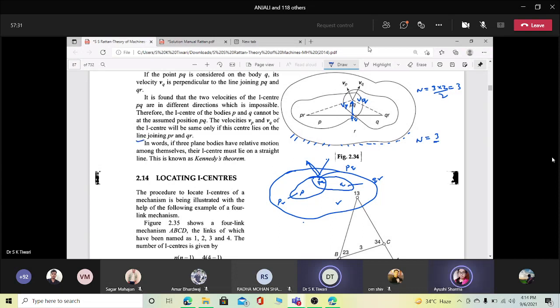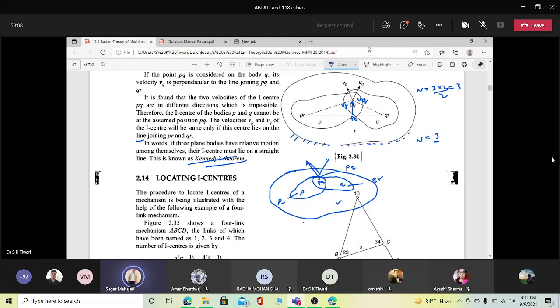ठीक है, तो वो यही कह रहा है, if three plane bodies have relative motion among themselves, their eye center must lie on a straight line, and this is known as Kennedy's theorem. यानी कि तीन बॉडी जब भी रिलेटिव मोशन में होंगे, there will be three eye centers, and all the three eye centers should always fall in a straight line. There is no other way. Okay, clear? This is the particular condition for three eye centers.